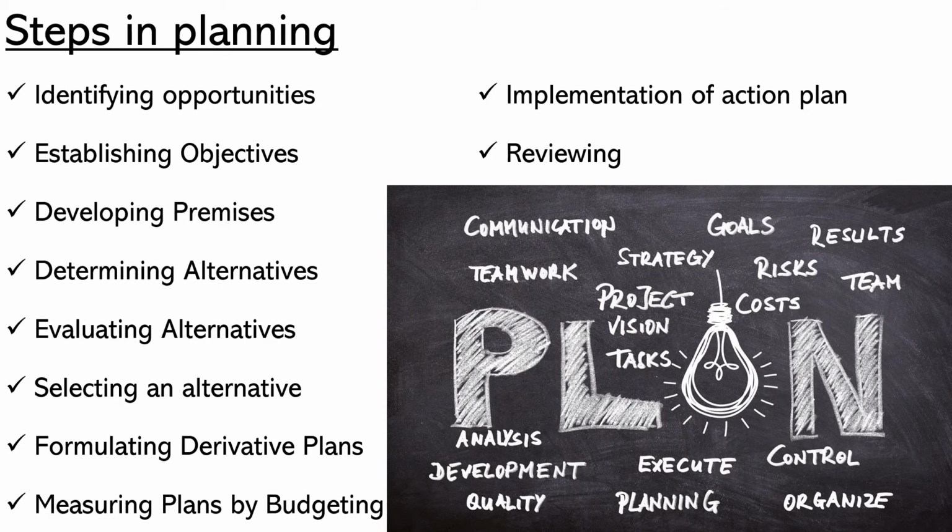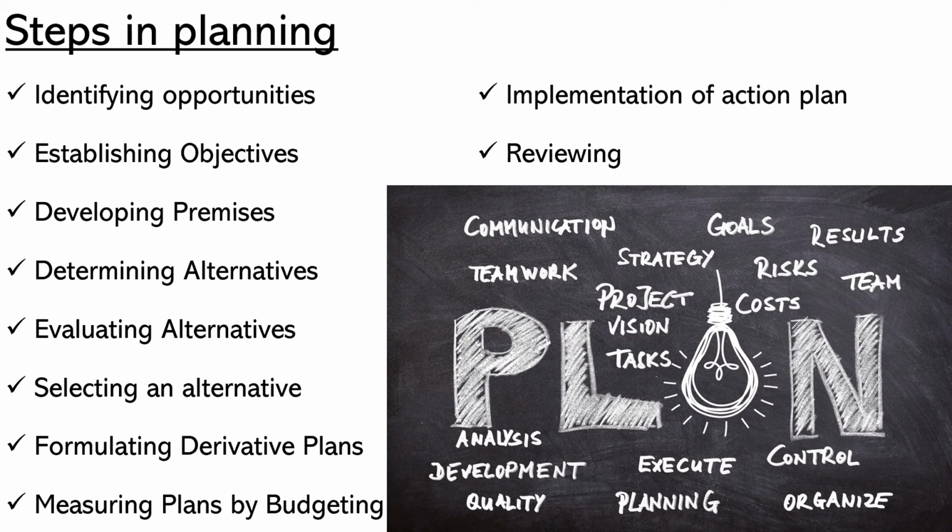Now, the first step in planning is identifying opportunities. What does it mean by identifying opportunity? You have to identify what the market wants. You cannot just create a product and say, I'm going to sell this thing. You have to identify whether there is demand for this product in the market. I'll go through all these things with the example of making a soap.